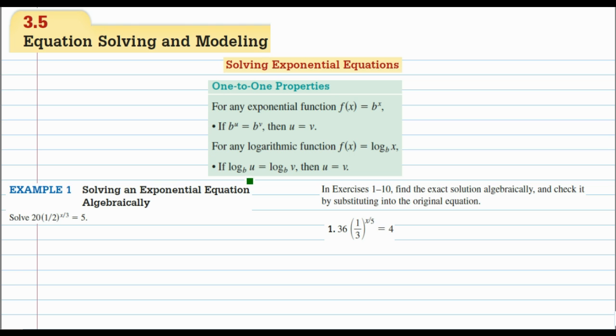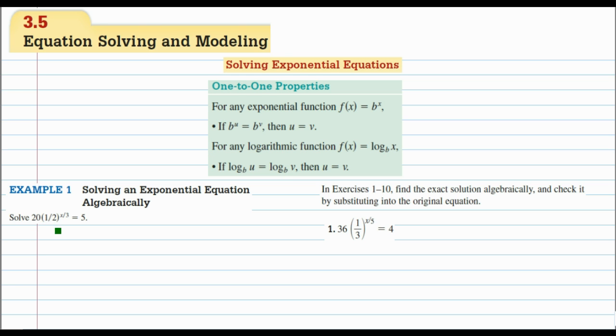Then, therefore, for any logarithmic function, f of x equals log base b of x, if the log base b of u equals the log base b of v, then u equals v. So you don't need to divide by log of both sides. It is just a property that u would equal v. So let's look at example 1.